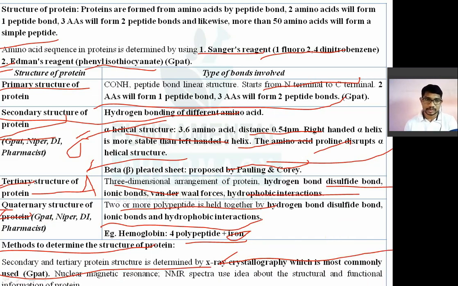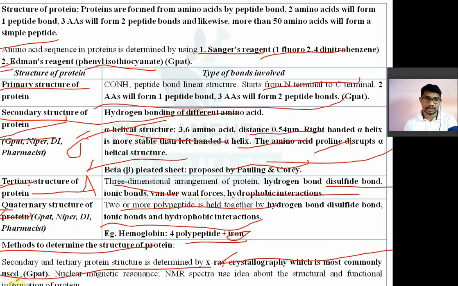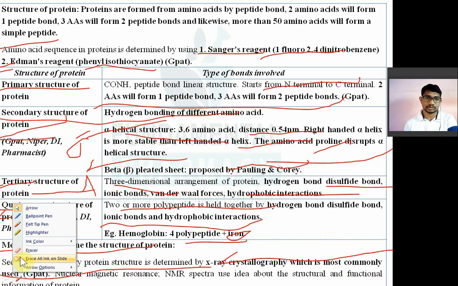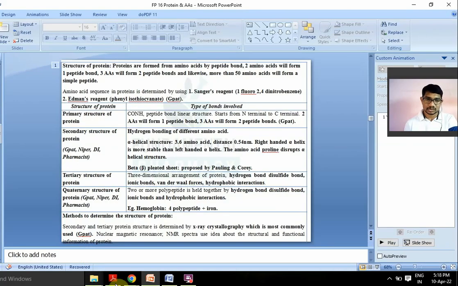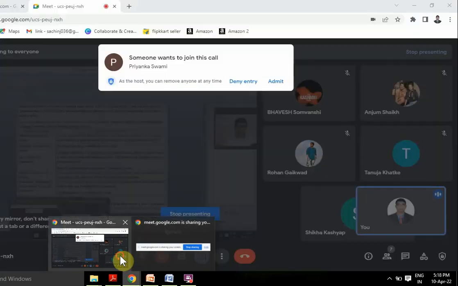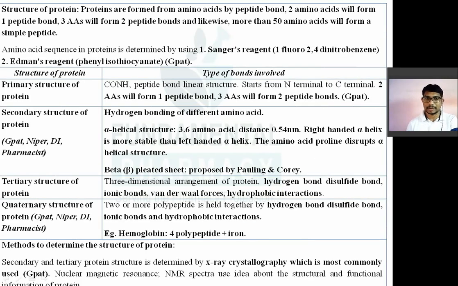So secondary and tertiary structure of protein can be determined by X-ray crystallography, NMR, and two more options were there. So your answer was X-ray crystallography. So iske upar already GPAT 21 mein question aa chuka hai. So remember these points: what is meant by Sanger's reagent, what is meant by Edman's reagent, what do you mean by primary, secondary, tertiary structure, kis structure mein kitna bond hota hai, kaun sa bond hota hai, ye important hai.